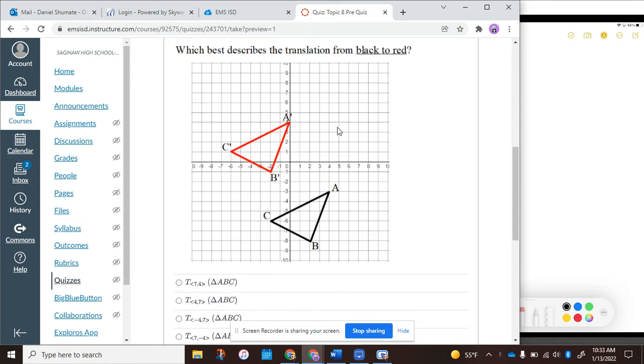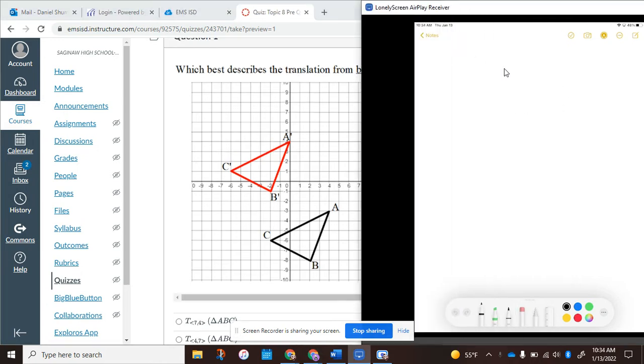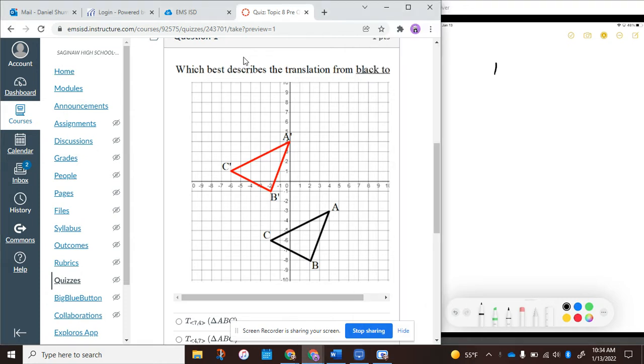All right, so question number 1 is asking about the translation from black to red. So that means these points on the black triangle here are the original. This one right here is our translation. So first thing we need to know is about a translation. Okay, a translation is the fancy word for a slide. All right, that's our first important piece of information.